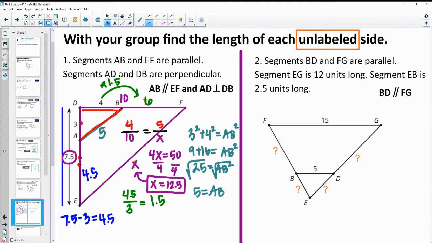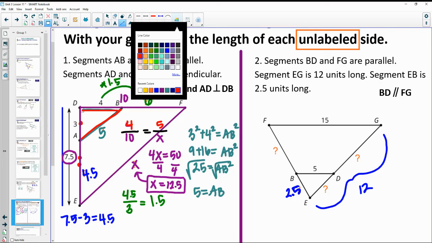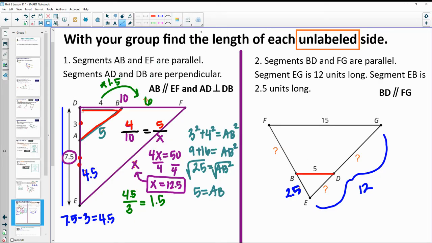So go ahead and look at this next one. See if you can come up with some stuff there. They give you some extra lengths in the directions here. So they tell you EG, this whole side here, is 12. And EB, this little piece here, is 2.5. So they give you that right away. So you can actually get the scale factor here versus just the proportional sides, because they're giving you the length in the smaller triangle. So this one is 5 versus the bigger triangle length is 15.